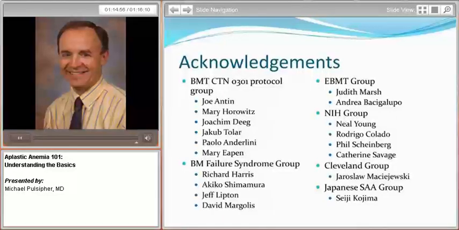Smelling salts have never been associated with aplastic anemia that I know of, and I've read a number of different things that have looked at a number of different items, and not that I know of.